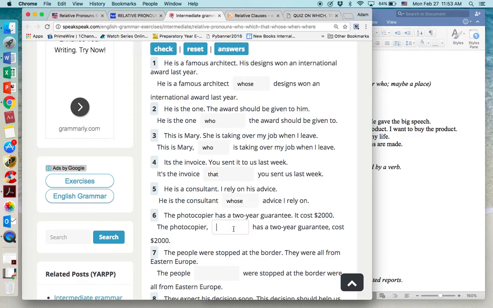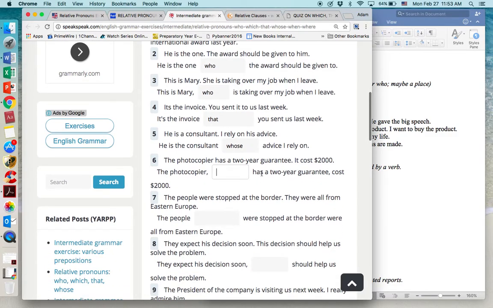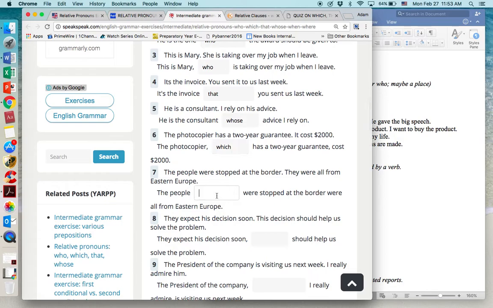The photocopier has a 2-year guarantee. It cost $2,000. The photocopier, which has a 2-year guarantee. We have the double comma, so we need to use which. The people were stopped at the border. They were all from Eastern Europe. The people who were stopped at the border were all from Eastern Europe.